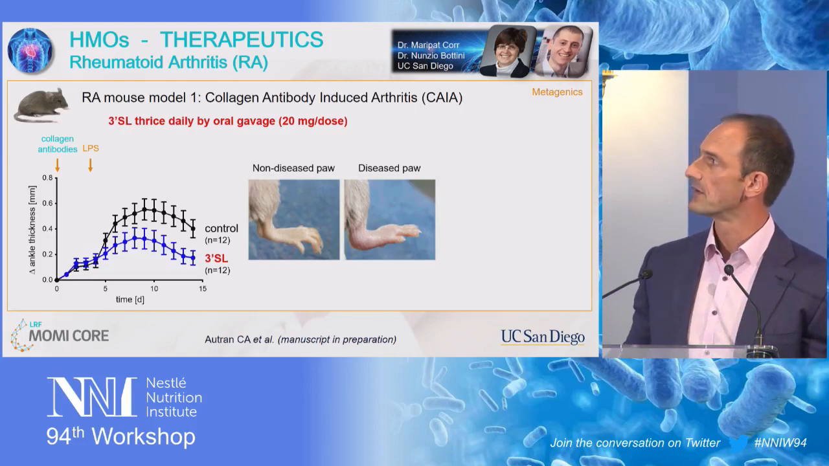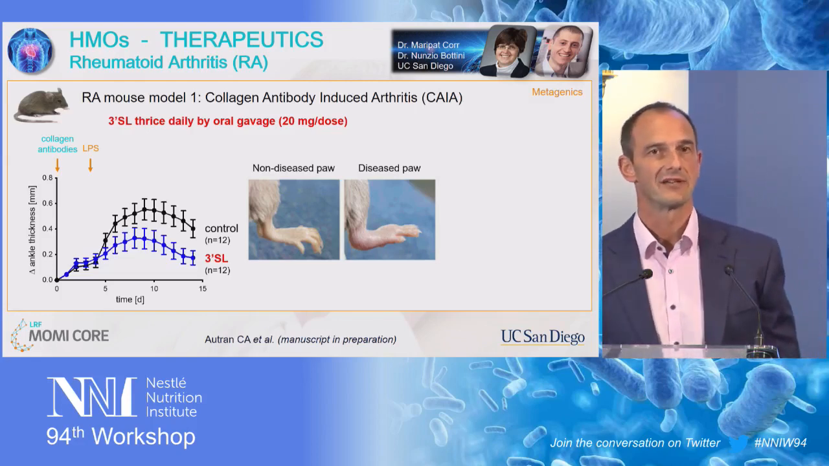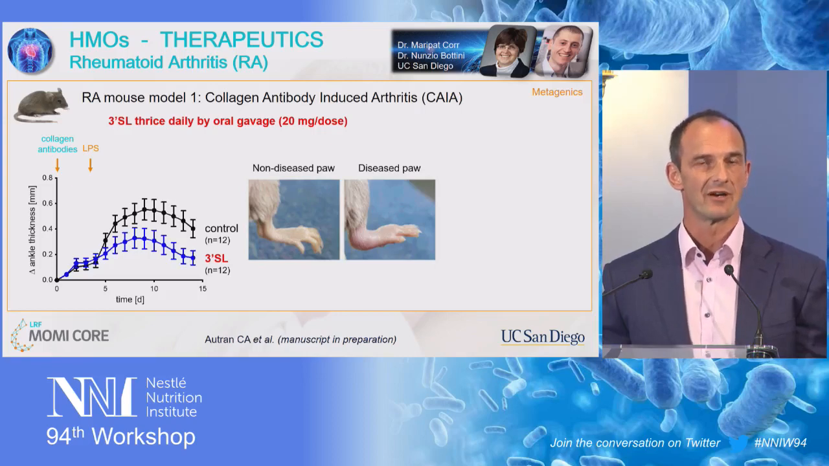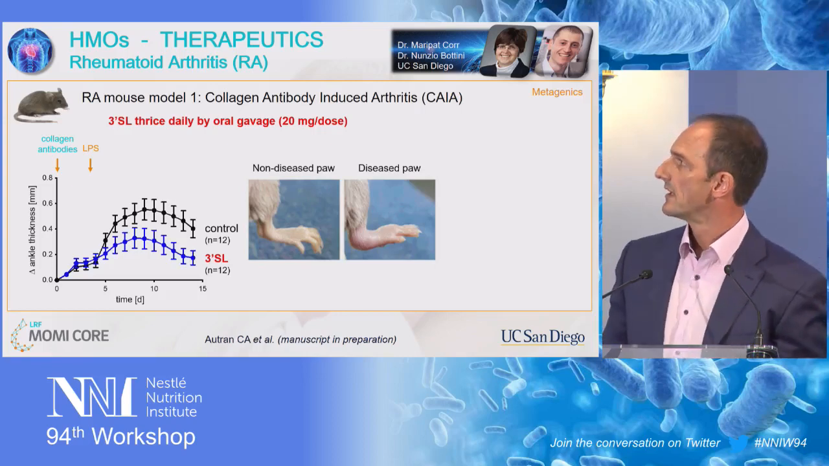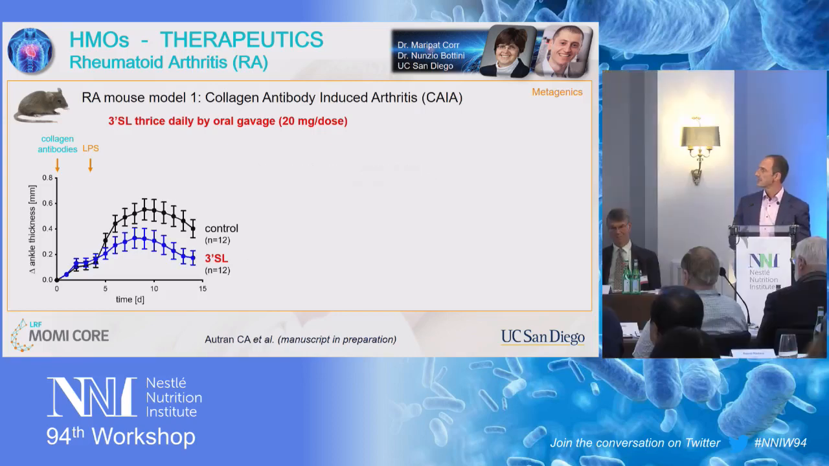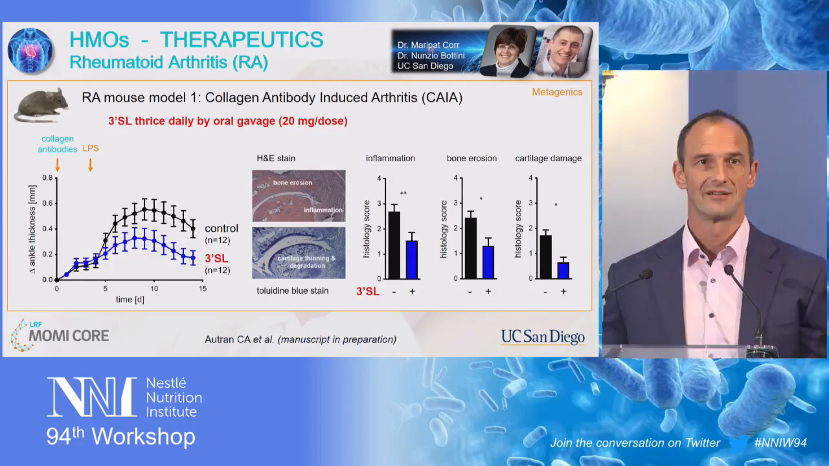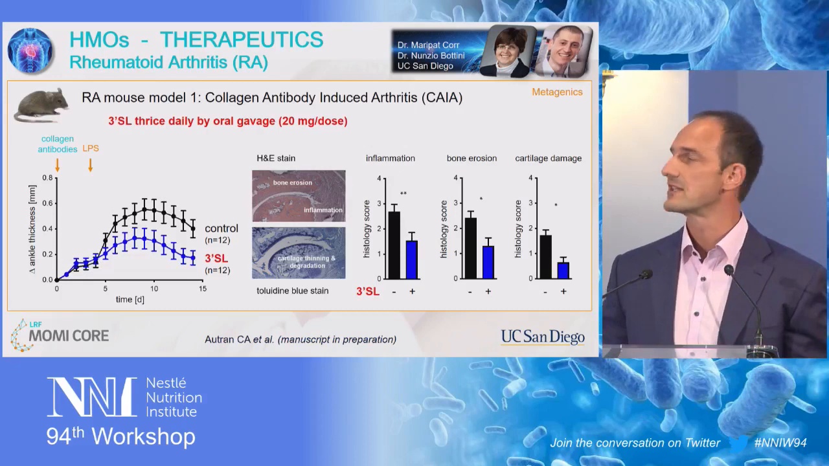And if you show this to someone who is in the RA field, they will tell you, wow, this is what we see with our TNF-alpha inhibitors. This is very comparable. And not only that, at the end of the study, you see there is less inflammation, less bone erosion, less cartilage damage. So all those readouts that are typical for arthritis are significantly reduced in the presence of 3SL in the drinking water. Right? This is not an injection. This is just giving something in the drinking water.